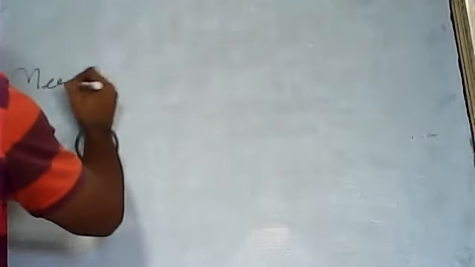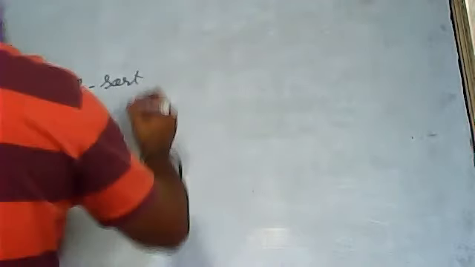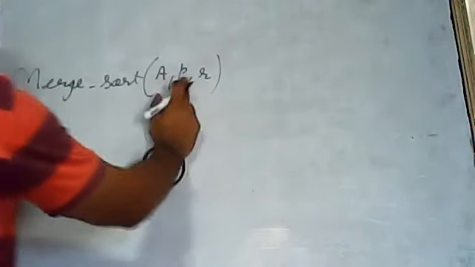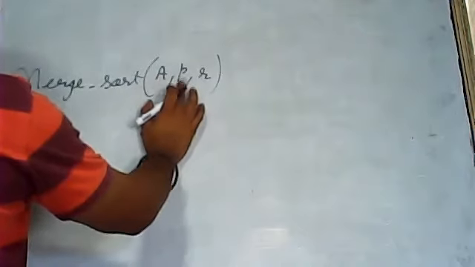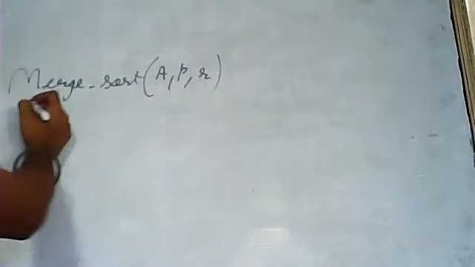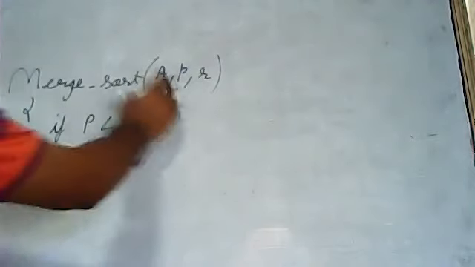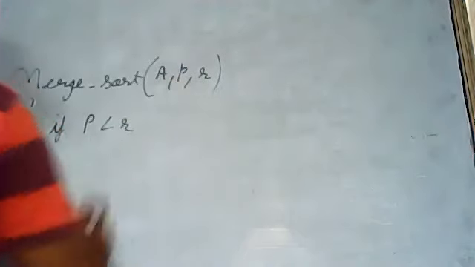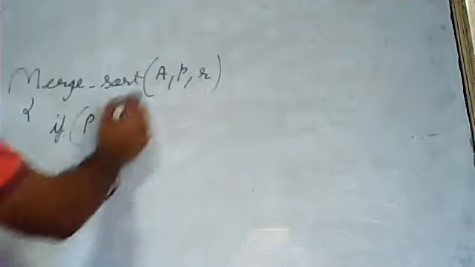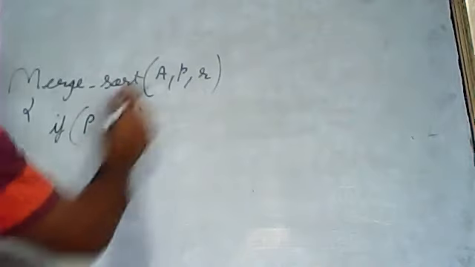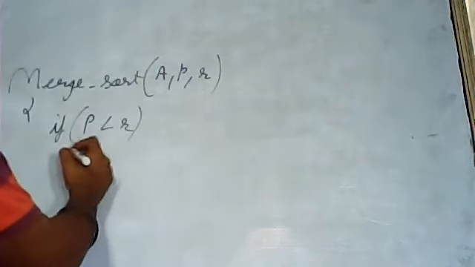So what is the merge sort algorithm? This one is merge sort. Merge sort for what elements? A is an array and there are 3 parameters: A, P and R. A is the array, P is the starting point, R is the ending point. Now what I'll do is check if P is less than R, that is, the starting point is still less than R, because all the starting points and ending points will reduce. I'll show you how with the example. If P is less than R, then what should we do?